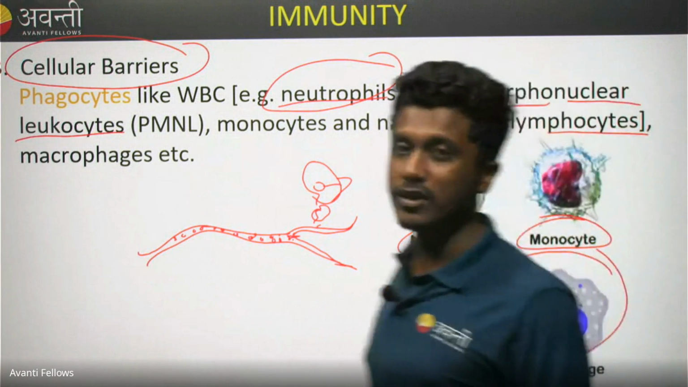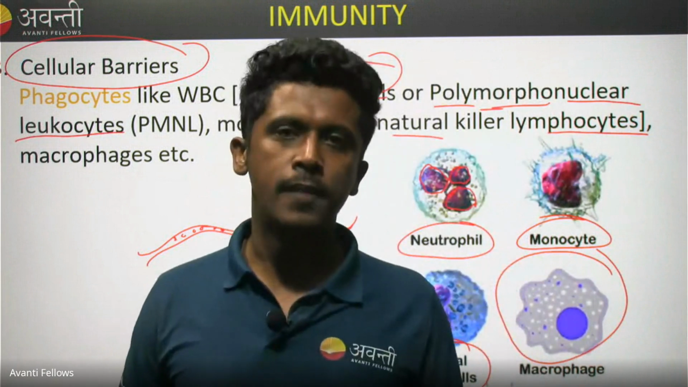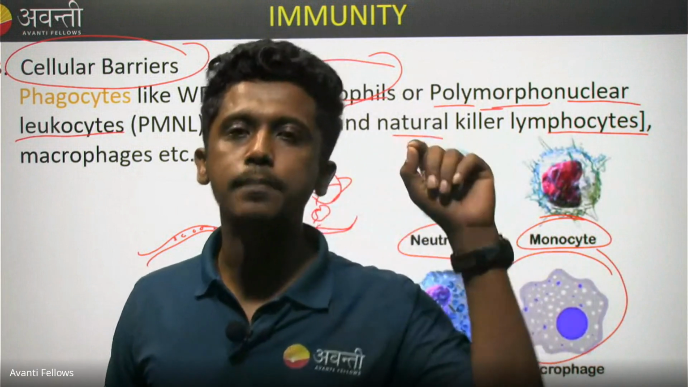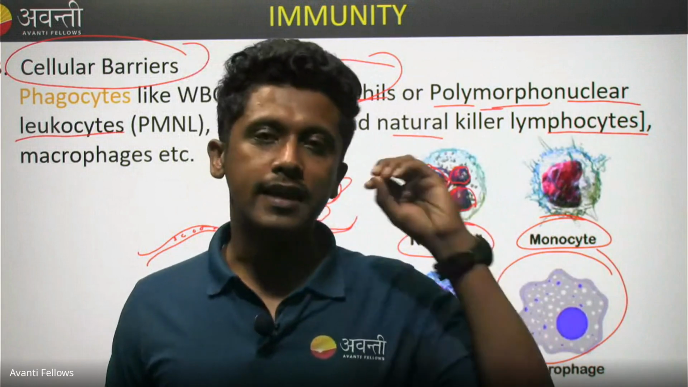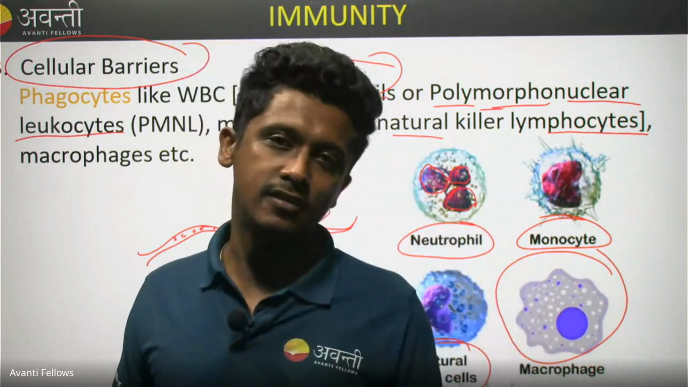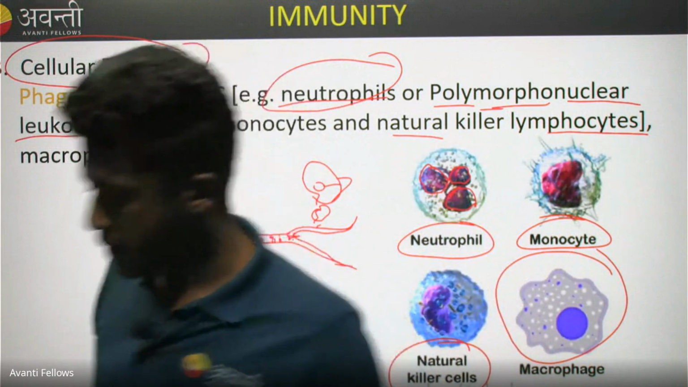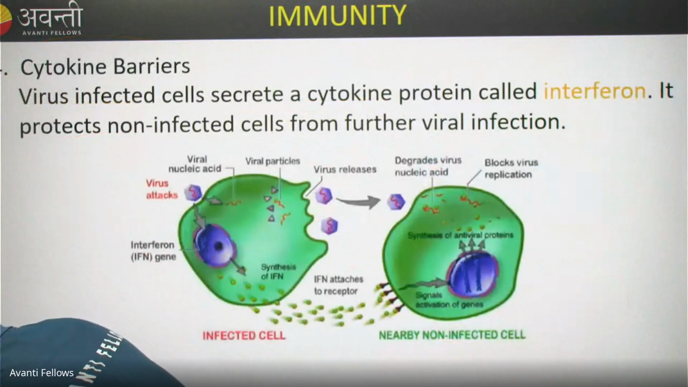Their job is very simple. They patrol your body and the blood vessels, and they look for any possible antigens. If they recognize any antigens, they attach to the antigen, digest it, neutralize it, and then kill it. Okay, so this is about the cellular barriers.